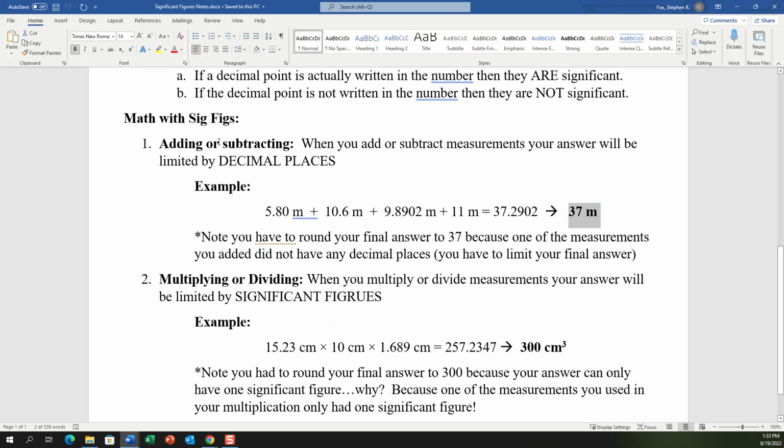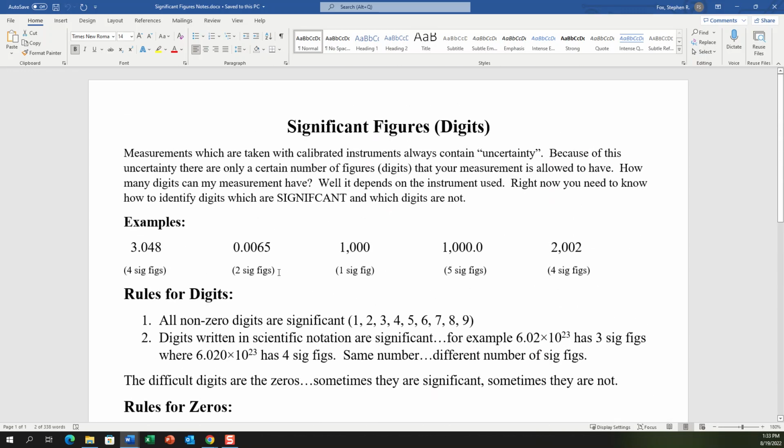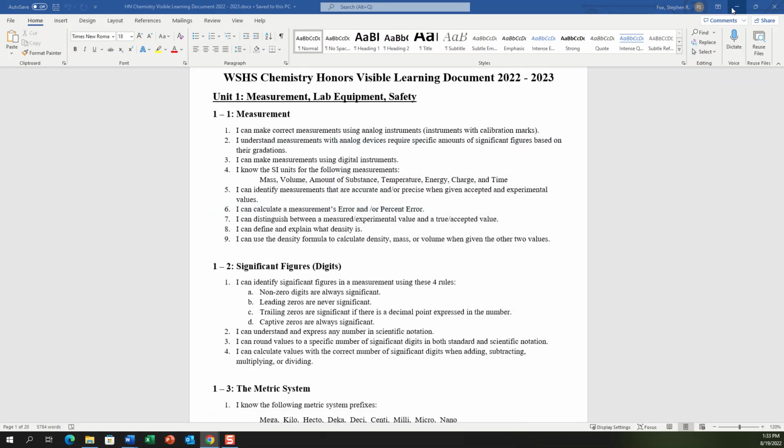Okay, so there's a rule if you're adding or subtracting measurements, it's the decimal place rule. And then there's the rule if you're multiplying or dividing measurements, and that's the sig fig rule. Okay. And again, we'll do a lot of practice with this, but that's just a brief overview of what we discussed in class on the first day, in terms of actual chemistry content.